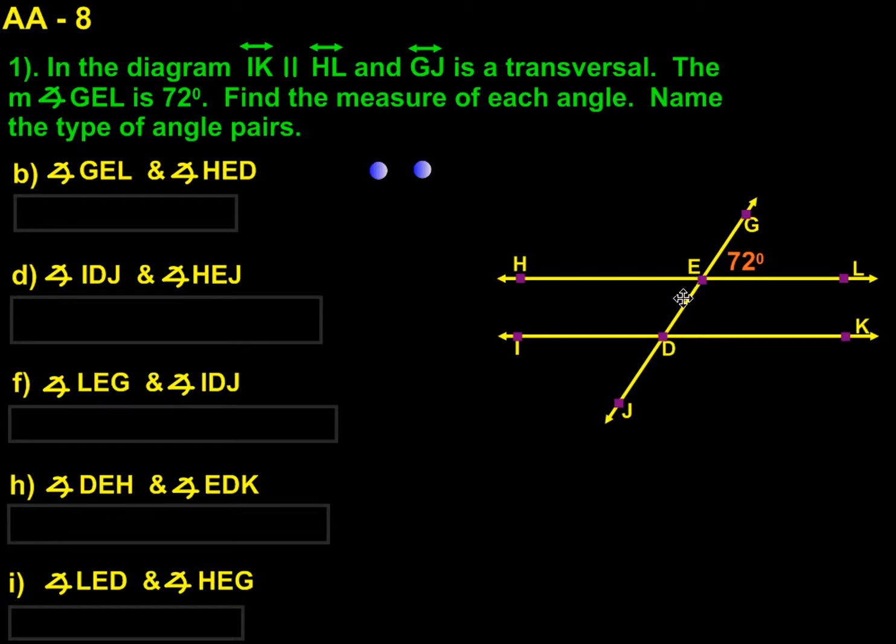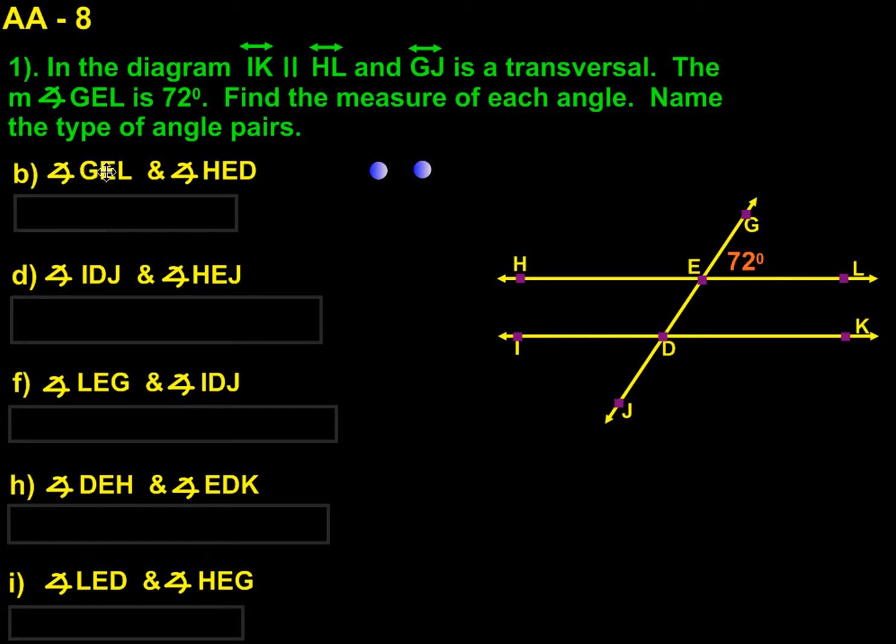And if we look back at the diagram, we can see that. IK, HL, they're both parallel to each other. And GJ is a transversal. So this line right here is cutting those two parallel lines. The measure of angle GEL, which is right here, is 72 degrees. Find the measure of each angle and then name the type of angle pairs.